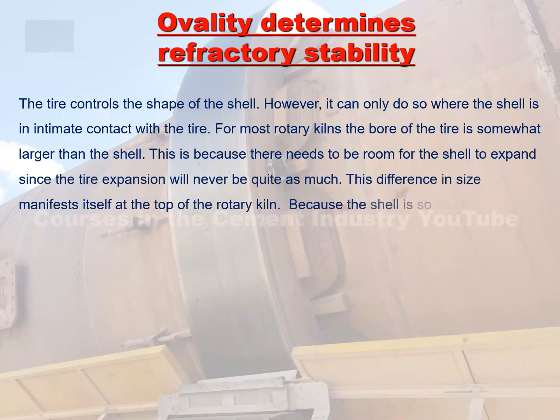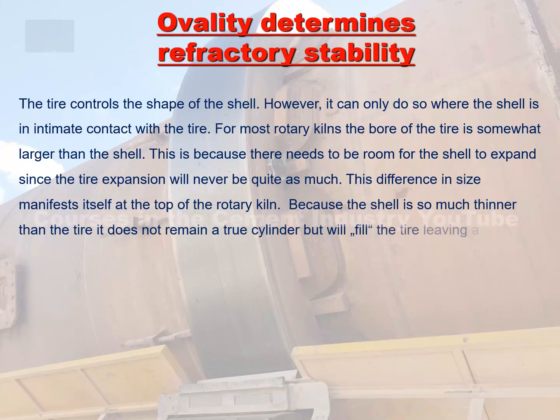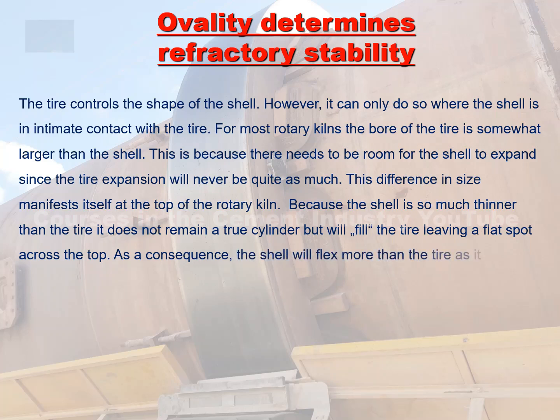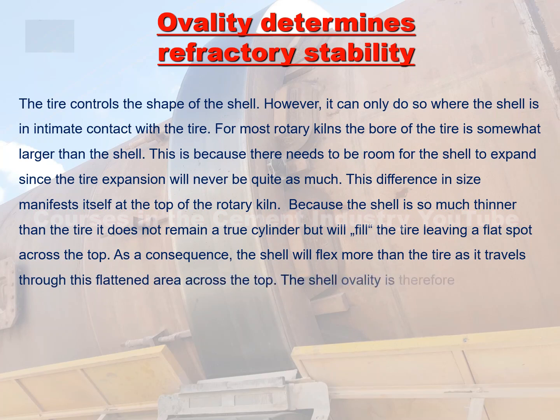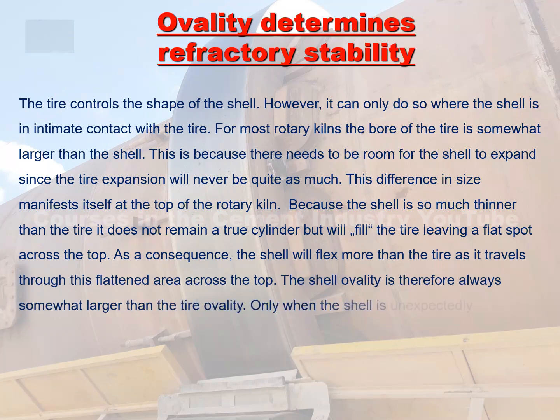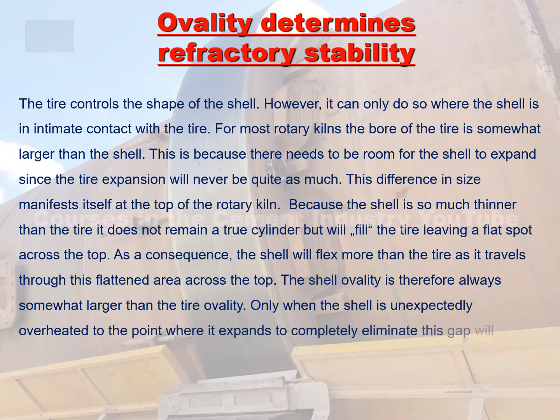Because the shell is so much thinner than the tire, it does not remain a true cylinder but will fill the tire, leaving a flat spot across the top. As a consequence, the shell will flex more than the tire as it travels through this flattened area across the top. The shell ovality is therefore always somewhat larger than the tire ovality. Only when the shell is unexpectedly overheated to the point where it expands to completely eliminate this gap will the shell ovality be the same as the tire ovality.